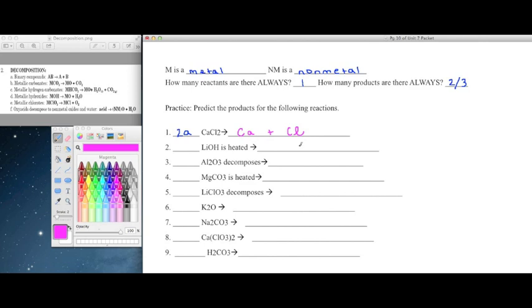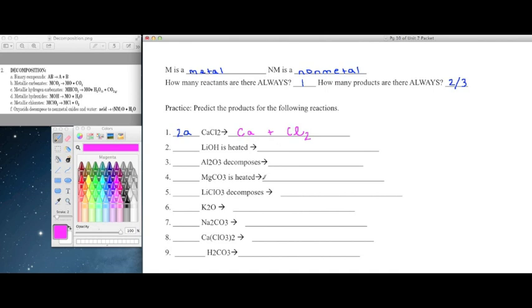Now, I would be done, and I followed this formula to a T. The only issue is, if you remember, Cl is one of your diatomic elements. So I'm going to write a 2 here, not because there's a 2 here, but because Cl is a diatomic element. And I'm done. I've taken one compound and decomposed it into Ca and Cl2.